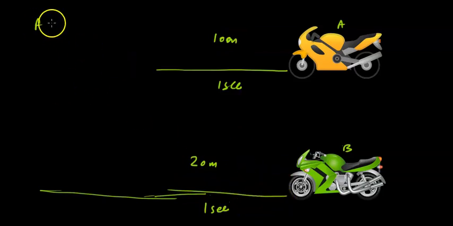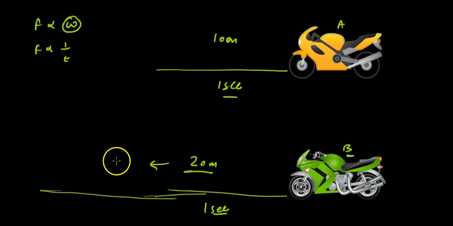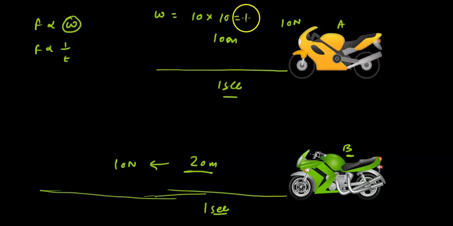Obviously, what we said earlier, that power is directly proportional to the work and inversely proportional to the time. In this case, both of them take the same time, but in the case of work, bike B is doing more work because it's traveling more distance. Suppose it is applying a certain force of 10 Newton, and this bike is also applying a force of 10 Newton. So the work will be force 10 Newton into 10 meter, and this will be 100 joule. This bike applies the same force of 10 Newton, but travels a distance of 20 meter, and this will be 200 joule.